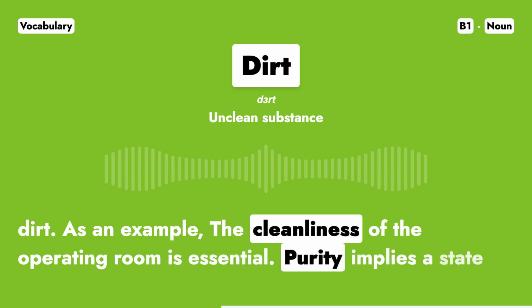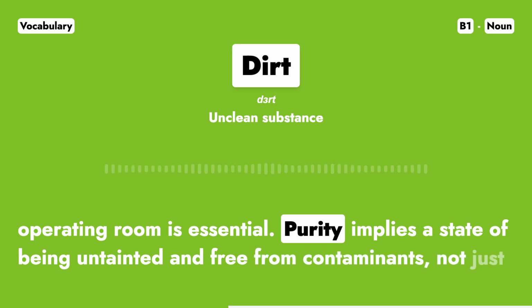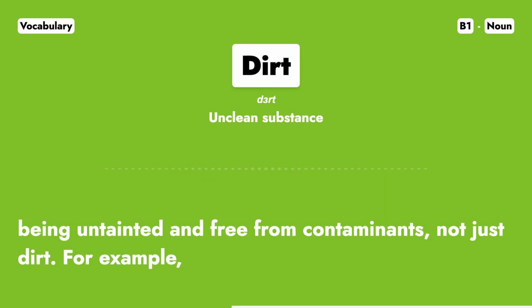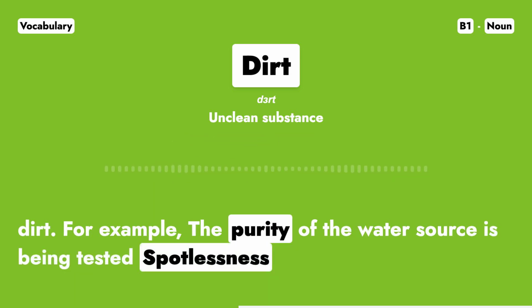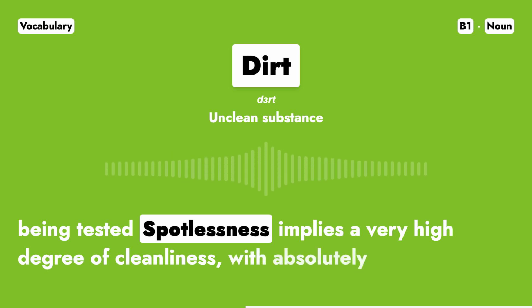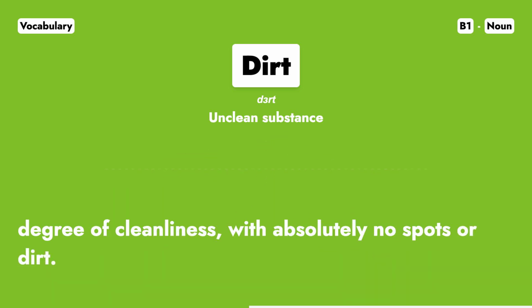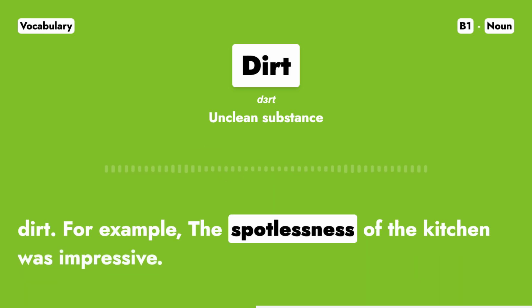Purity implies a state of being untainted and free from contaminants, not just dirt. For example, the purity of the water source is being tested. Spotlessness implies a very high degree of cleanliness, with absolutely no spots or dirt. For example, the spotlessness of the kitchen was impressive.